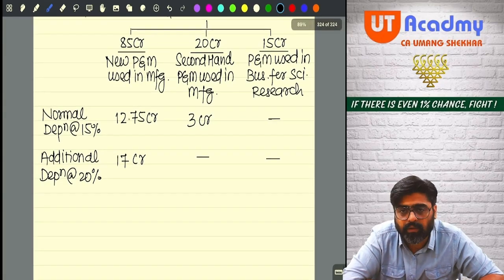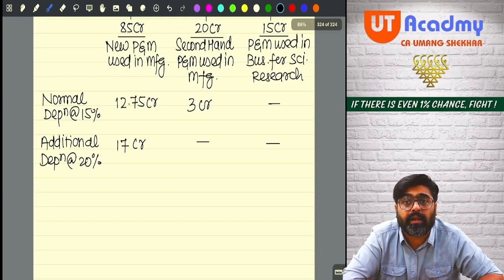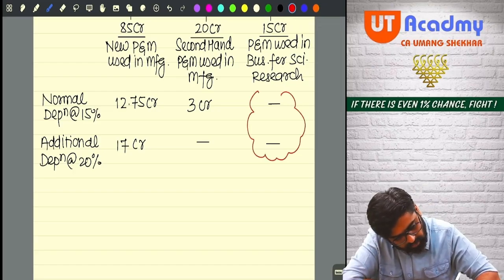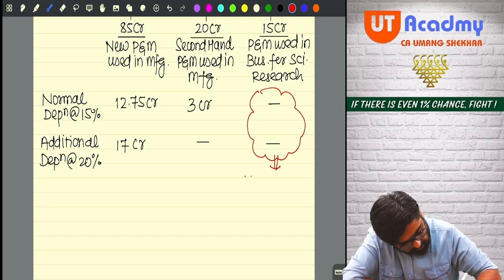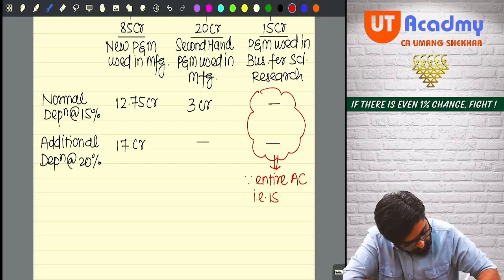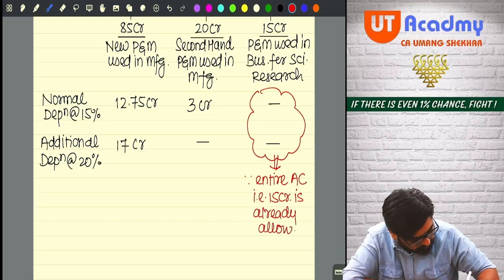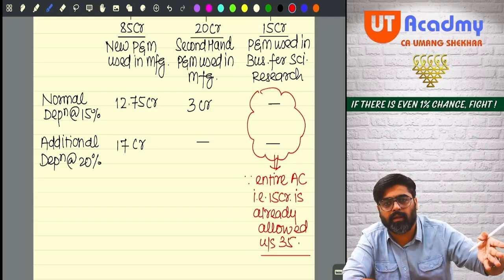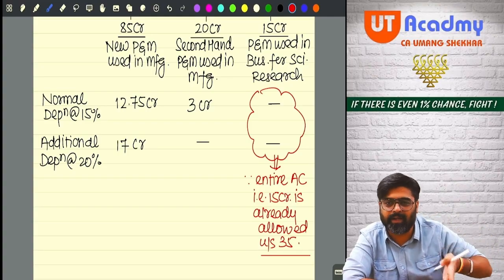So 12.75 and 3. And plant and machinery used for scientific research, why have I not taken any depreciation on that? Since the entire actual cost, that is 15 crore, is already allowed under section 35. So on that, no normal, no additional, the entire amount we have allowed only, no?